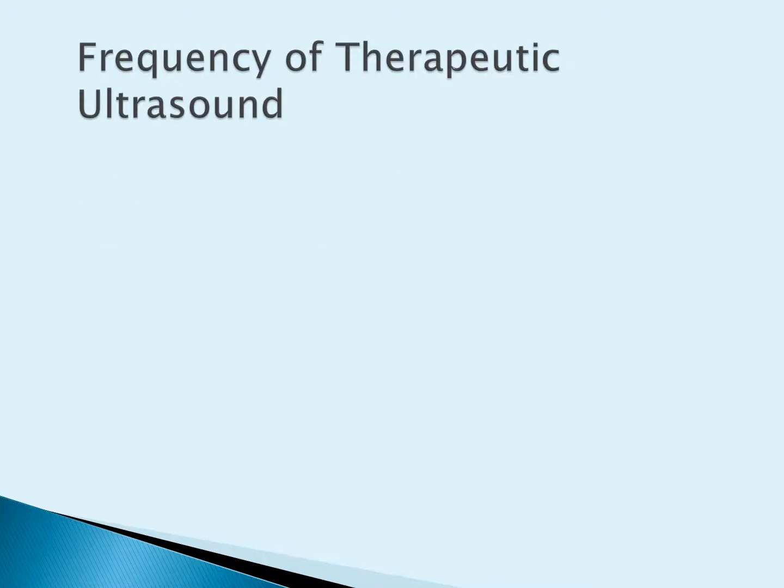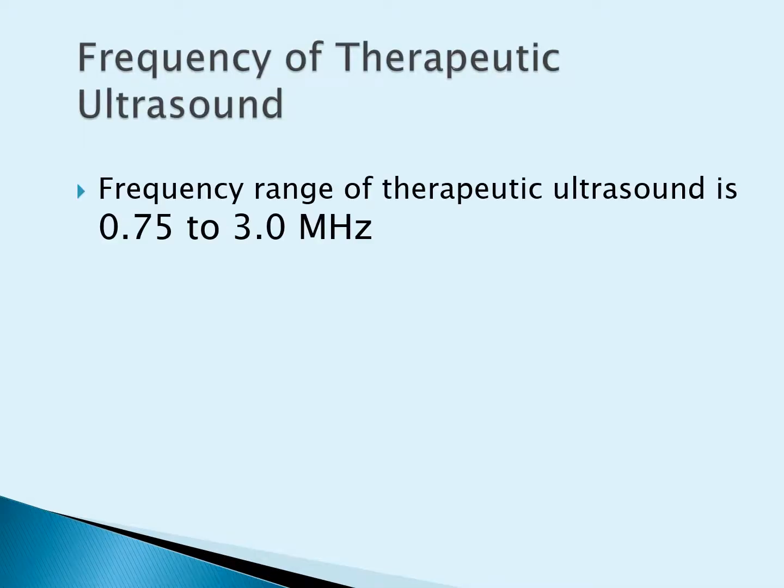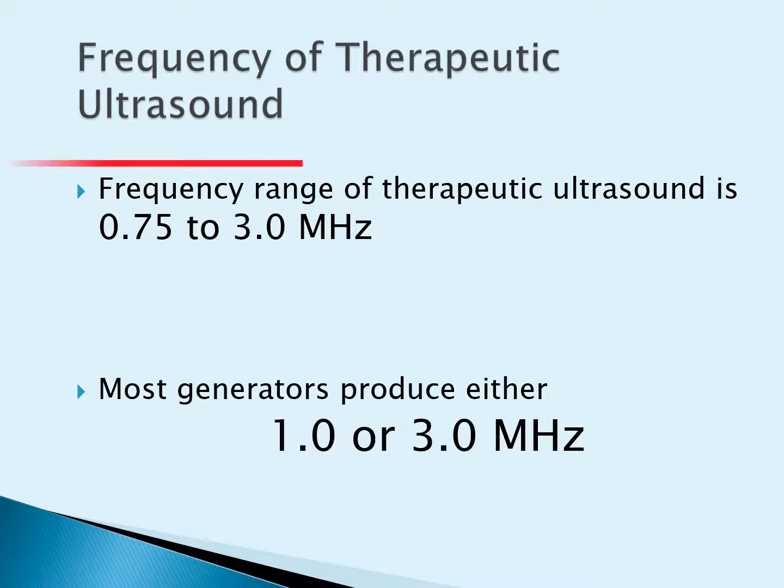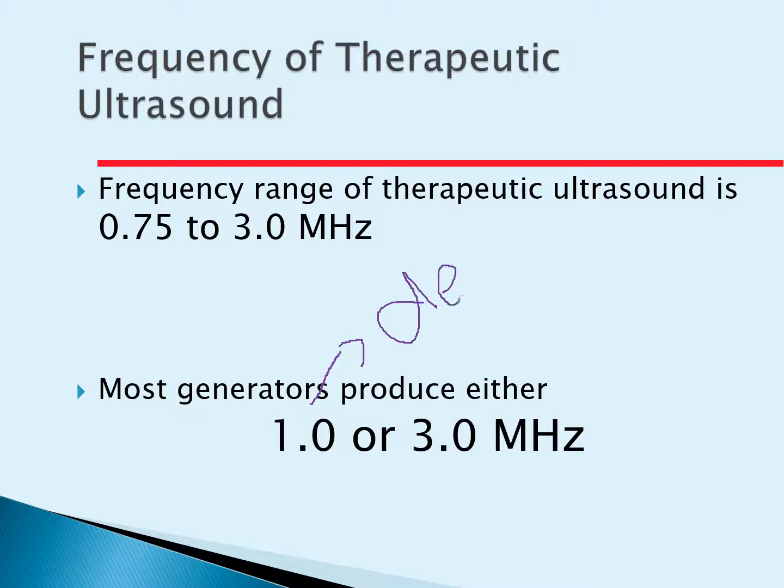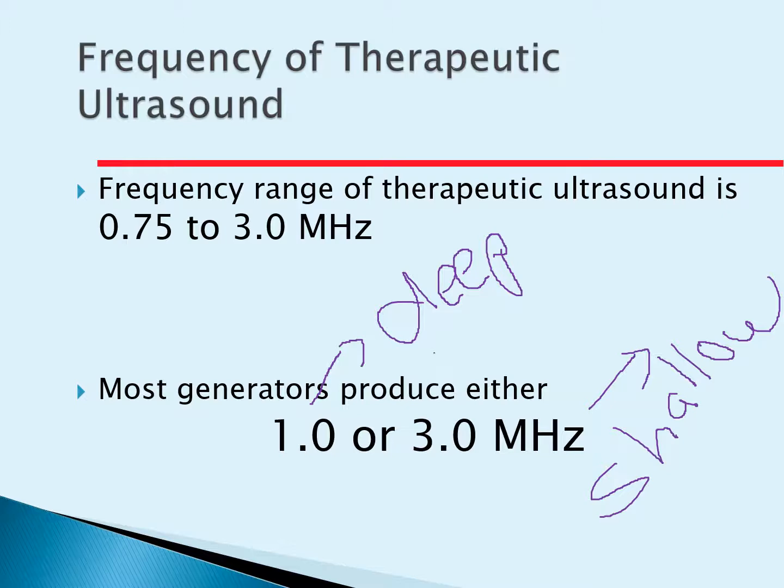So frequencies we talked about range between 0.75 and 3. Typically, you're going to see 1 or 3 megahertz. So again, what I want you to remember with 1 is deep, right? So deep is 1. 3 then would be shallow, right? So you could think of the deep one as kind of like your Gandhi, and then the shallow, that's going to be like Paris Hilton.